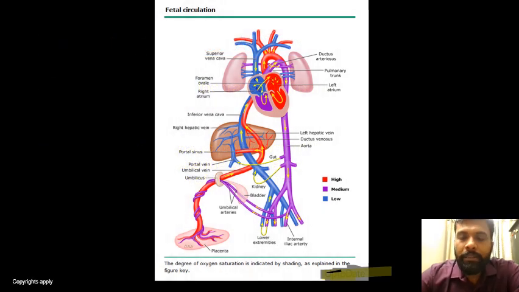So this is the fetal circulation diagram. I'll try to make a pointer. This is small, but this is the only thing I have. Okay, so this is the fetal circulation.